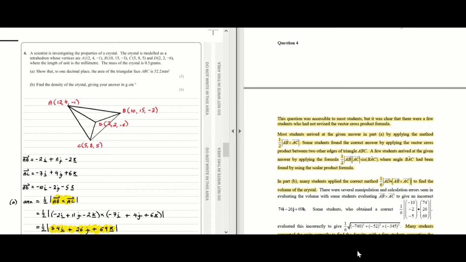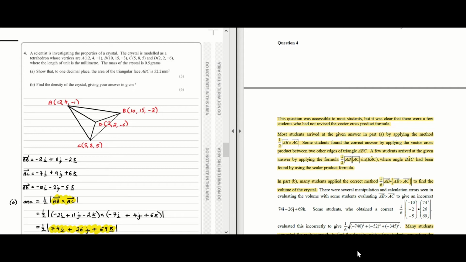Question 4 was concerning the area of a triangle using vectors and the volume of a tetrahedron using vectors. What this question showed was that there were a few students who had not revised the vector cross product formula, and even then you can do it on your calculator, so please do bear that in mind. Most students arrived at the given answer in part A by applying the method 1/2 times the magnitude of AB times AC. Some students found the correct answer by applying the vector cross product between other two edges of triangle ABC, so for example BA and BC.